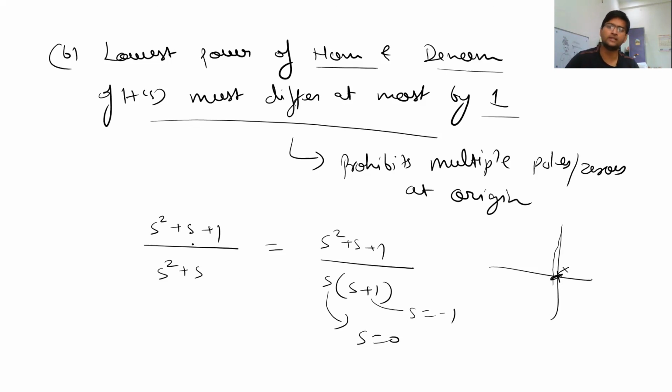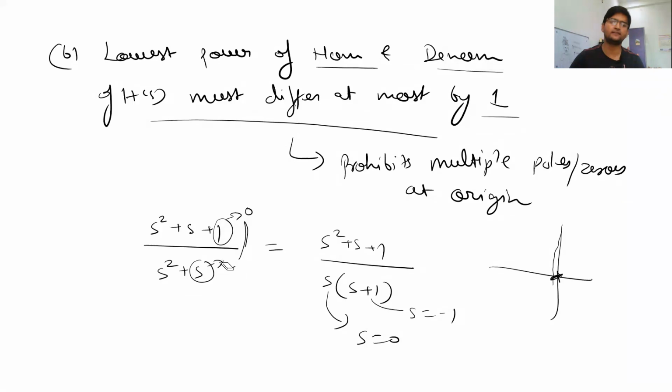Here you see the difference between the lowest powers. What is the lowest power of the numerator? It is 0. And what is the lowest power of the denominator? It is 1. So what is the difference? The difference is 1. Since there is only one power difference in the minimum values of powers in denominator and numerator, you will get only a single pole at the origin, and your system will be stable.